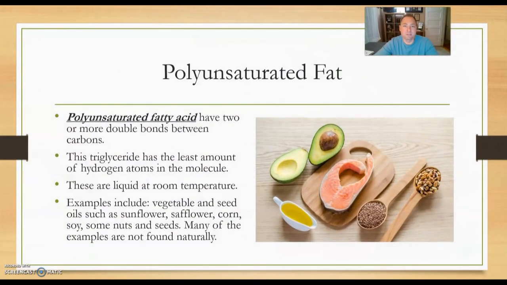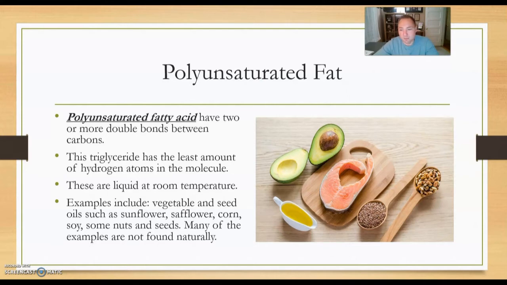Now, polyunsaturated fat, what's that? Well, these have two or more double bonds between carbon atoms and even less hydrogen, so it's even smoother at room temperature. And remember, these have the least amount of hydrogen atoms in the molecule. These are liquid at room temperature. Examples would include vegetable and seed oils, such as sunflower, safflower, corn oil, soy oil, and some nuts and seeds. Polyunsaturated fats are also found in seafood, such as salmon.